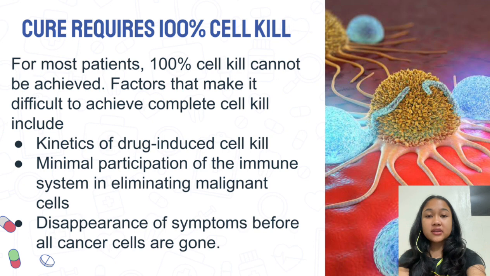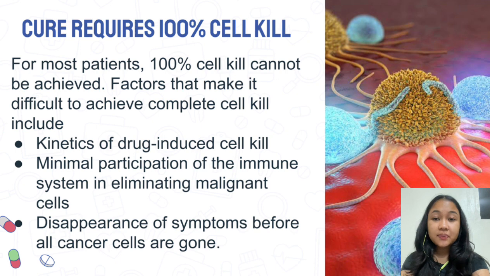Next, cure requires 100% cell kill. If there is even a single cancer cell left, the patient may experience relapse. For most patients, 100% cell kill cannot be achieved. Why is that? So the first factor is the kinetics of drug-induced cell kill. Killing cancer cells follows first-order kinetics. At any given dose, a drug will kill a constant percentage of malignant cells regardless of how many actual cells are present. Meaning, from the beginning of the therapy until there are fewer malignant cells left, the dosage will be the same. The only problem is whether the patient can handle the drug toxicities.